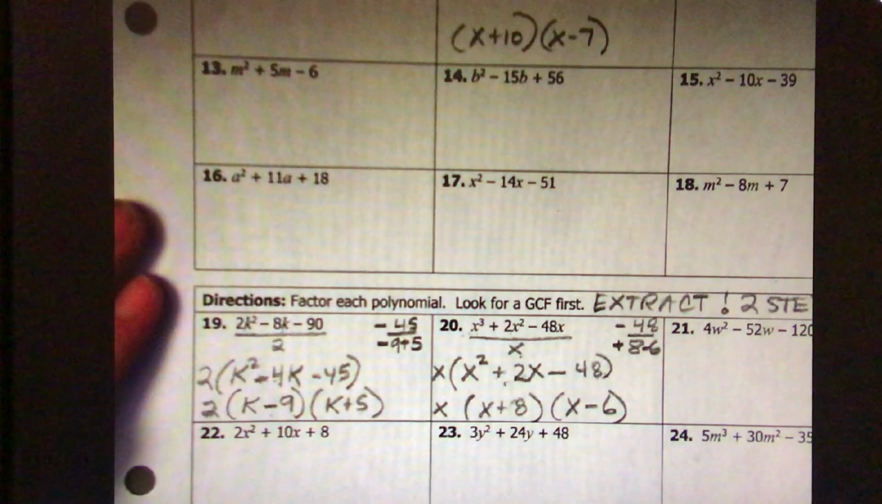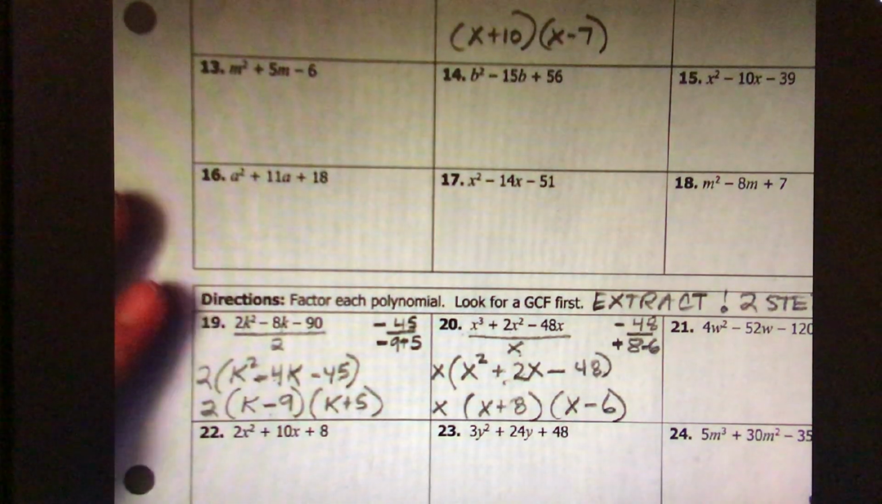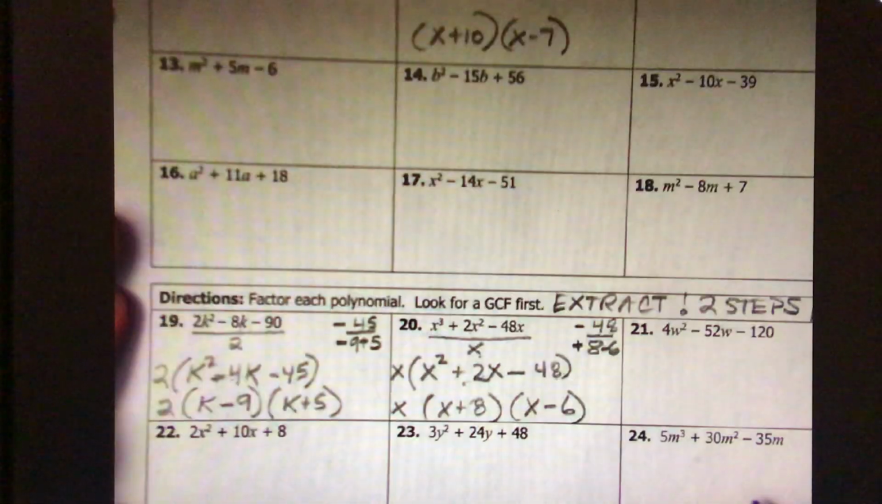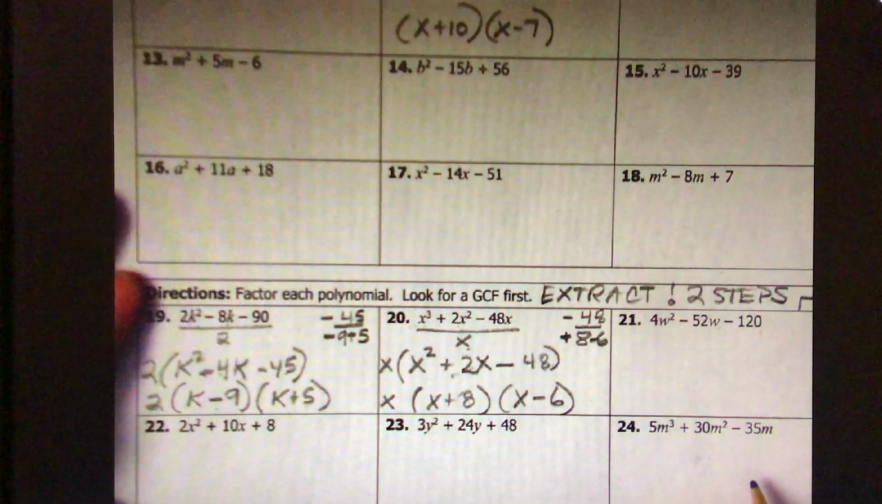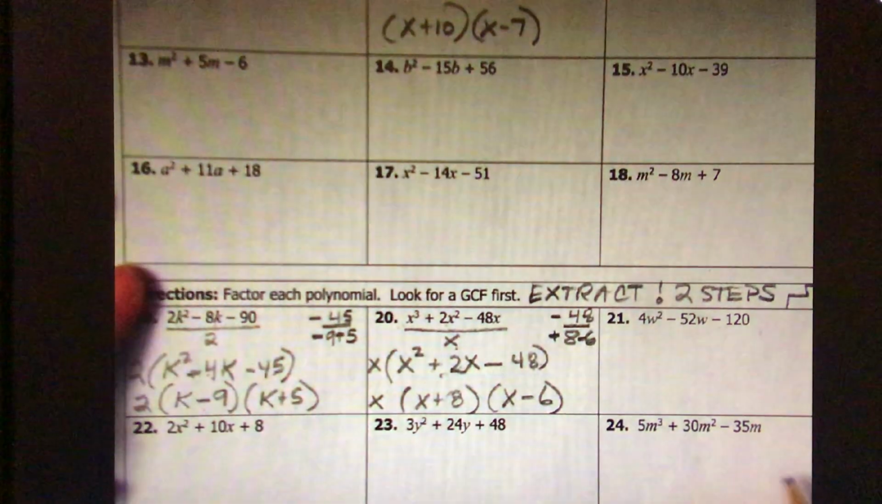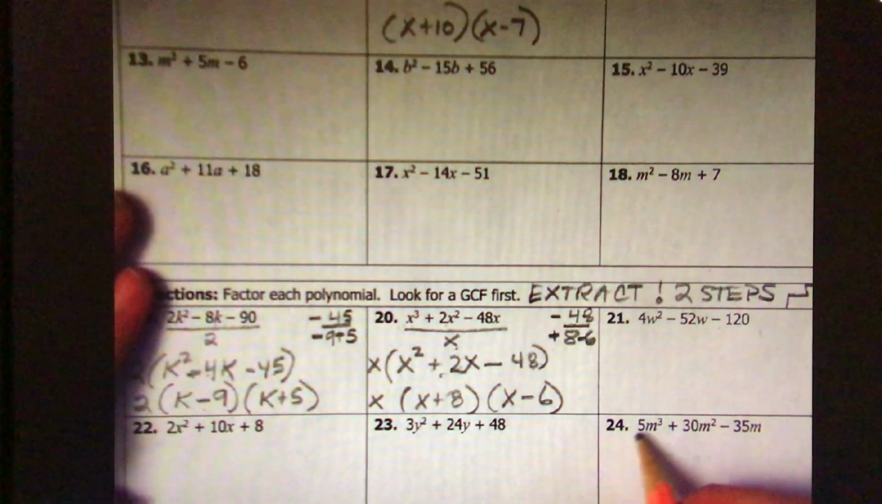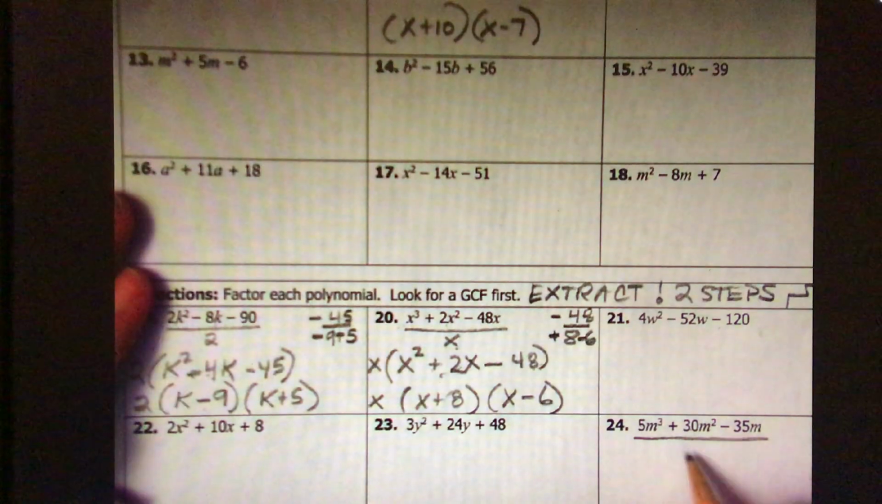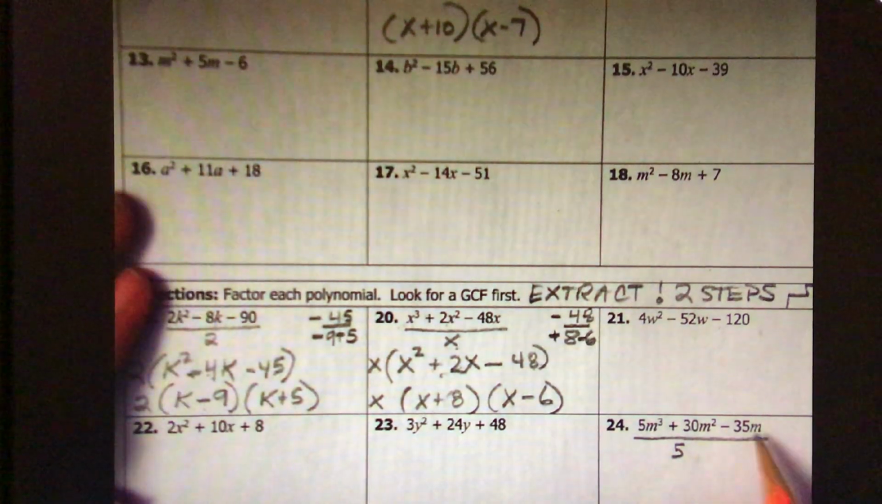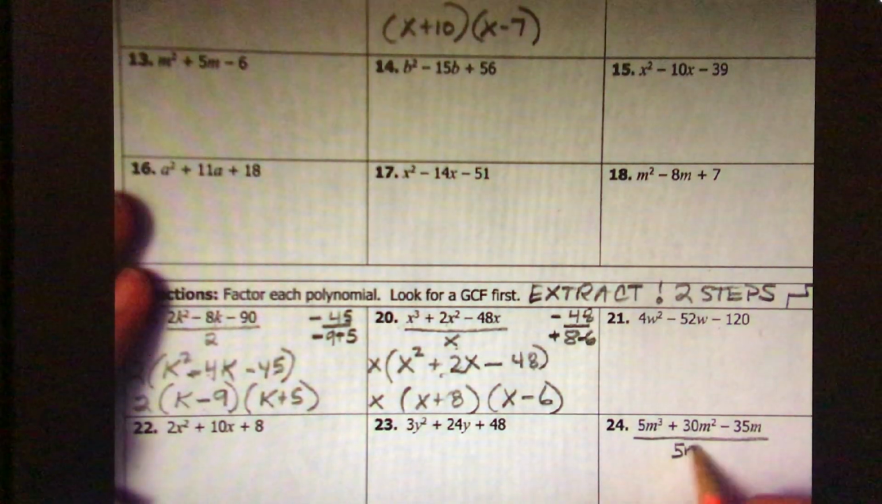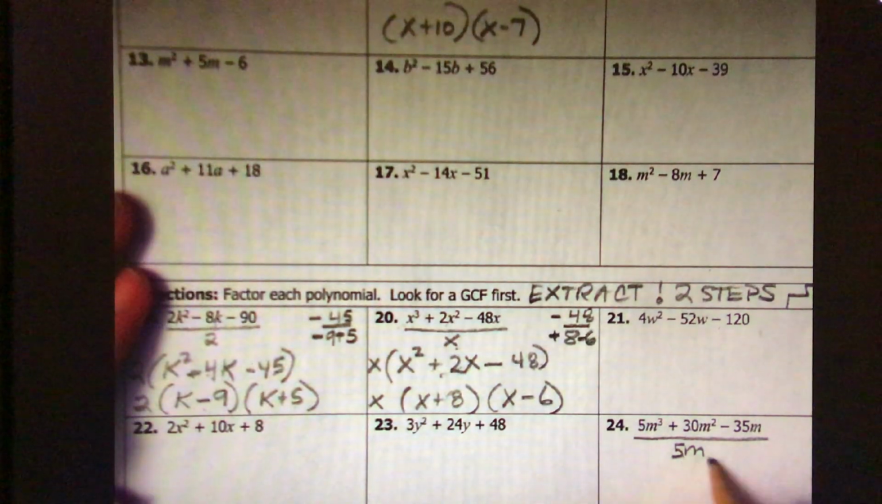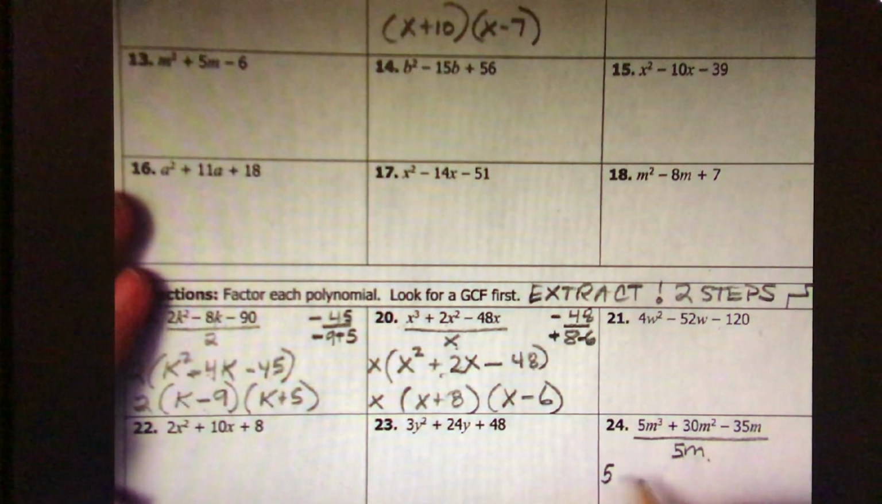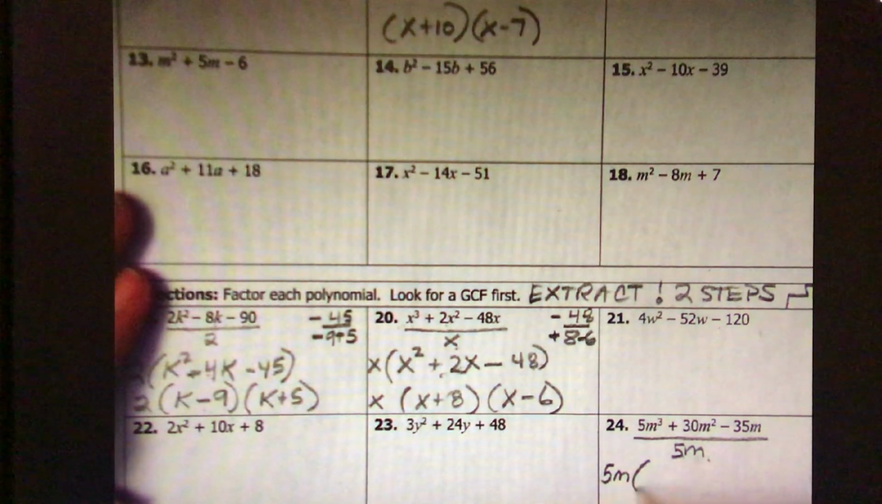Okay, we'll do one last one together. Let's go to 24. If I look at their 24. Okay. Woof. So 5, because these are all multiples of 5. 5 is going to work. I see that m is in all of them too. So 5m is going to be a factor. It happens to be the greatest one. I'm going to extract that.